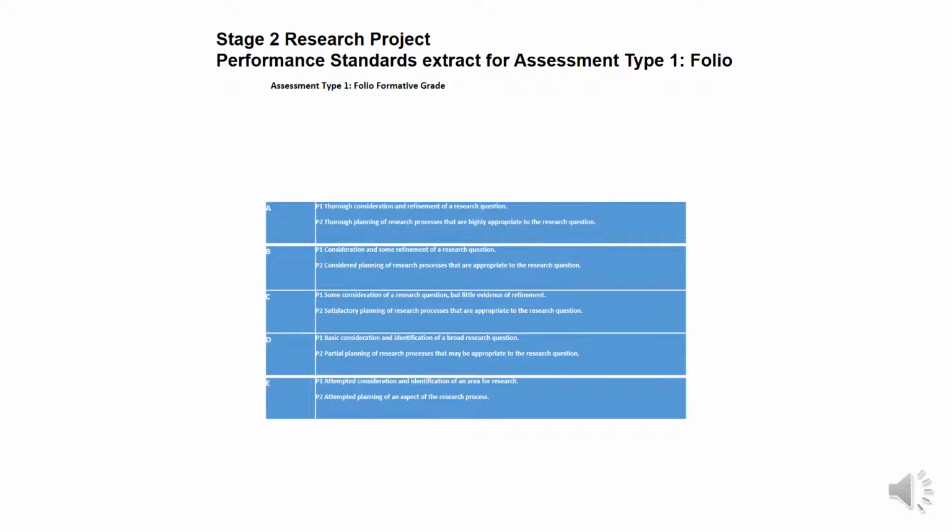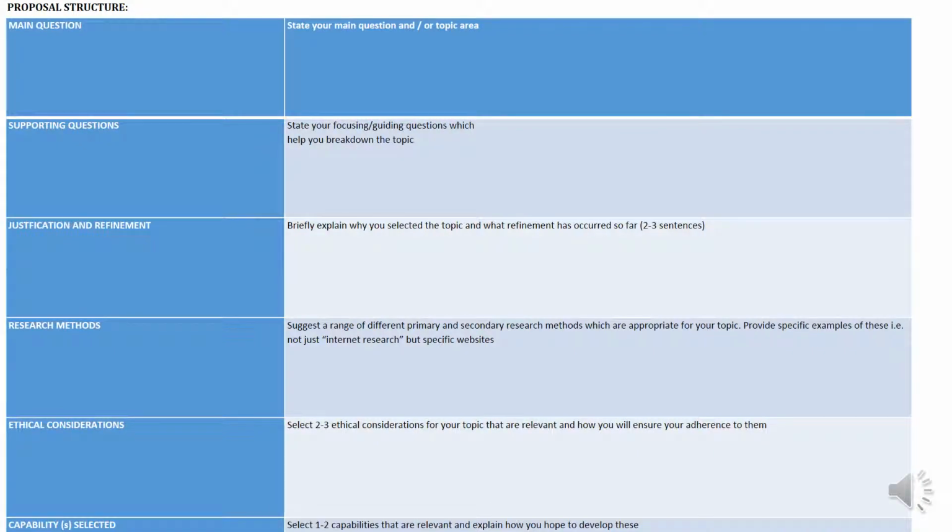So if you are doing a really random question and you tell me that you're going to do only websites, no experts, no observations, no experiments, no engagement of any sort, it's going to be a problem, okay, because it's not appropriate. The proposal should have your main question, your supporting questions, refinement, what you're going to do in your research, your ethics, capability, and unfortunately the outcome's been cut off. You guys have this in hard copy and digital copy, and go back, have a look at it. Okay, it's there to help you break it down.